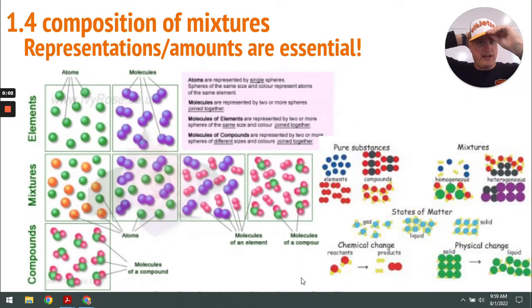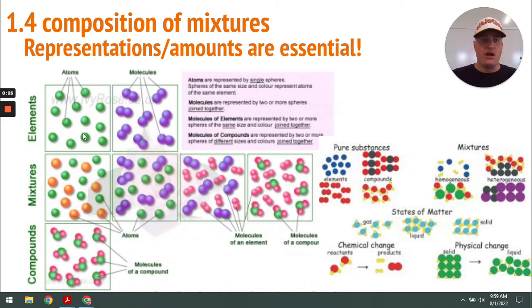Well, let's look at composition of mixtures. AP sections are not all the same. Some are so small, they're almost not even worth mentioning, and some are gigantic, huge, and will take at least 2 classes to talk about. This is one of the small ones. However, it's a key and essential one that they talk about: representations of different things.